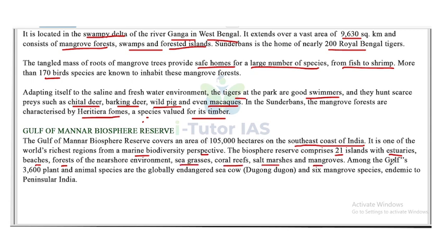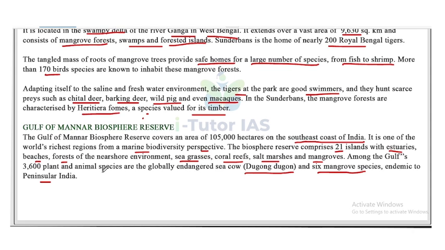Among the Gulf's 3,600 plant and animal species are the globally endangered sea cow, that is dugong dugon, and 6 mangrove species endemic to Peninsular India. So that's about the Gulf of Mannar Biosphere Reserve.